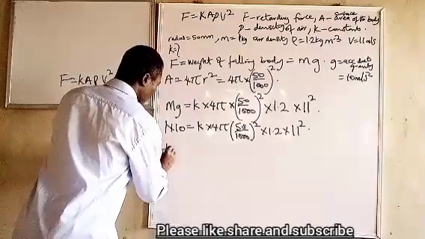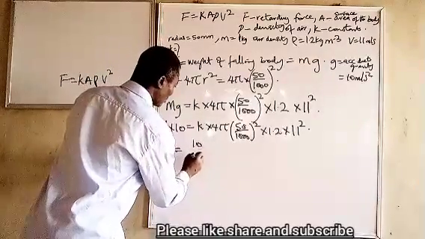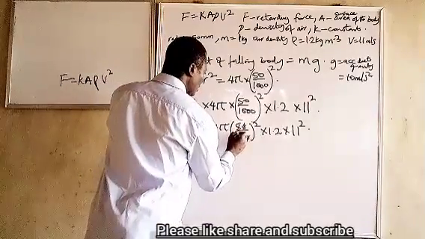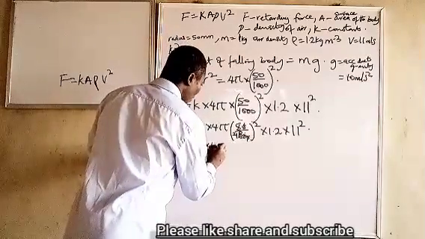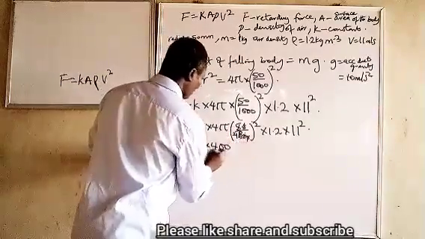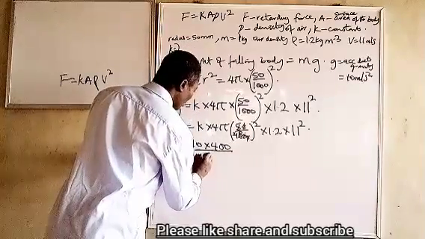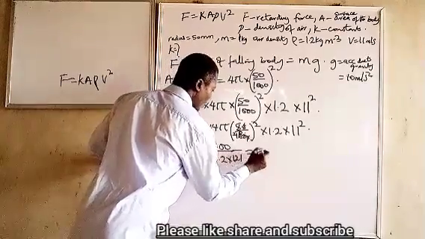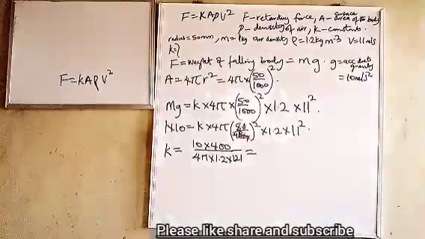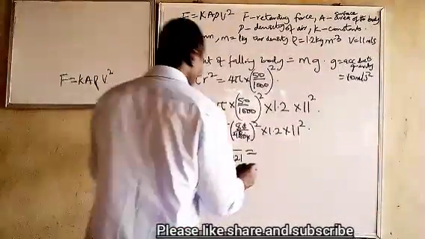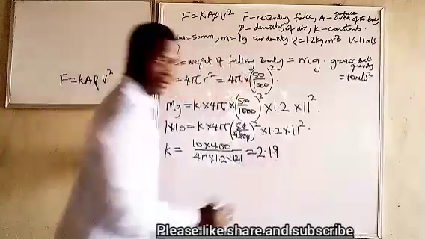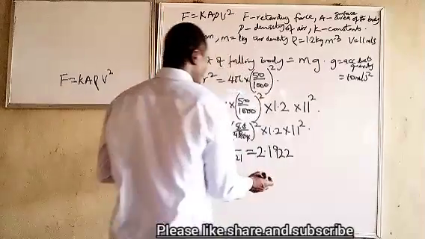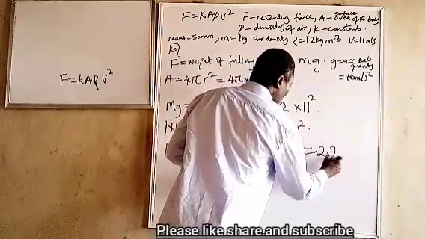So K is equal to 10 times, well, this is going to be 1 over 20 times 400, divided by 4 pi times 1.2 times 121. And that is going to give us 2.1922. It's a constant, approximately 2.2.